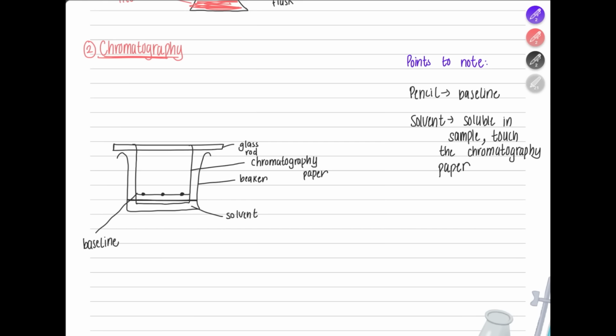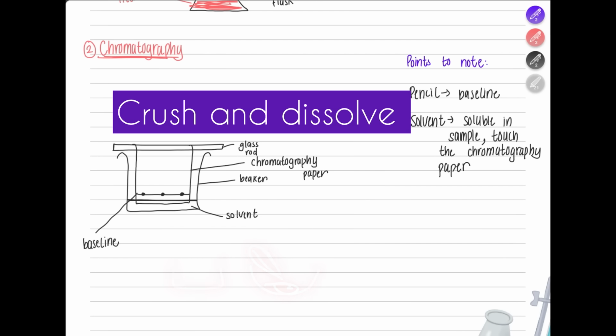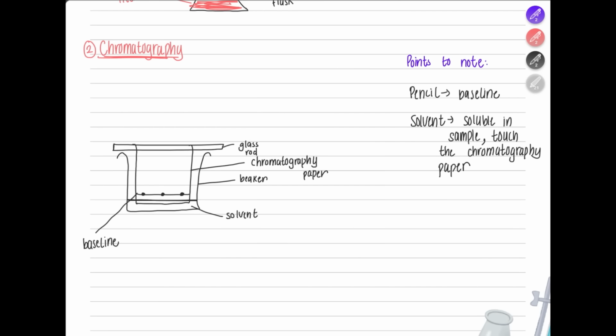Chromatography is a process to separate substances, and it can also provide us information to help identify them. Why? Because they have a specific RF value. Now, what are your steps? First of all, you have to take your sample and crush it, if it's a solid. For example, if you have some grass, you take some grass and use a mortar and a pestle. If it's a liquid, you don't have to do that.